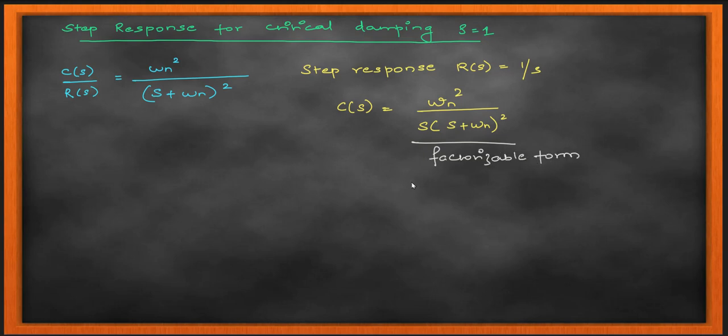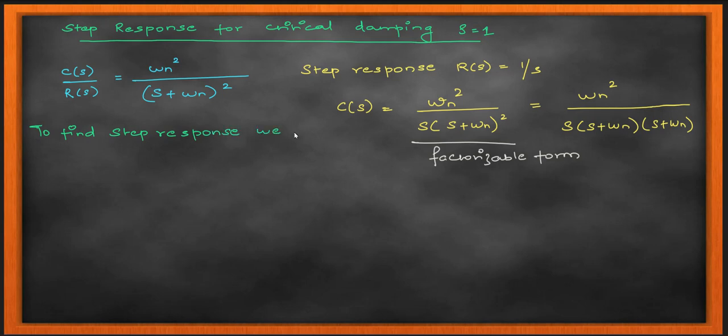So now I have for my critical damping, zeta equal to 1, the transfer function C of S by R of S is given by omega n square divided by (S plus omega n) the whole square. Good. So now putting R of S is equal to 1 by S, I get the modified system function output C of S to be omega n square divided by S into (S plus omega n) square, which is in a factorizable form.